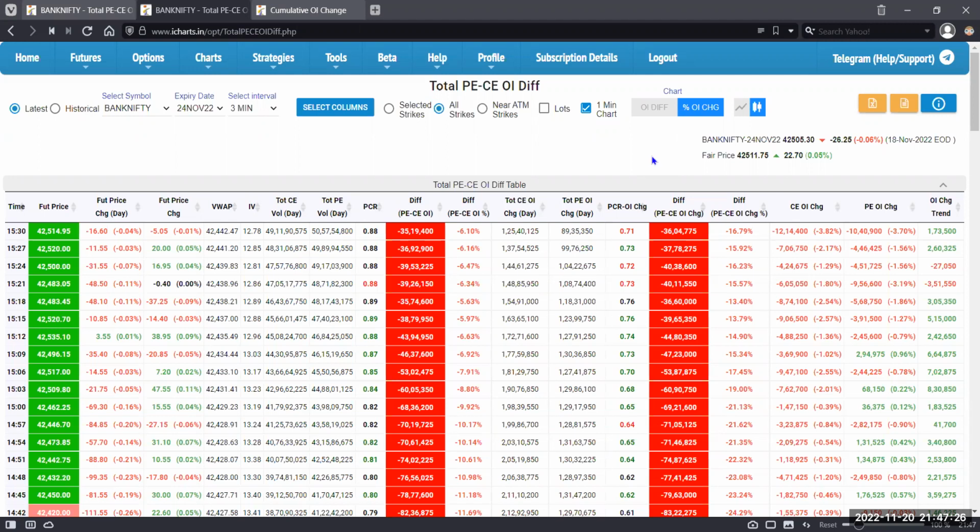put writing was happening at 43K, specifically in the October strike, and then again, people were shorting 43K PE in November as well, when the price was at around 4,000, 5,000 plus level. You can check that historical data in the OI stats tool as well.